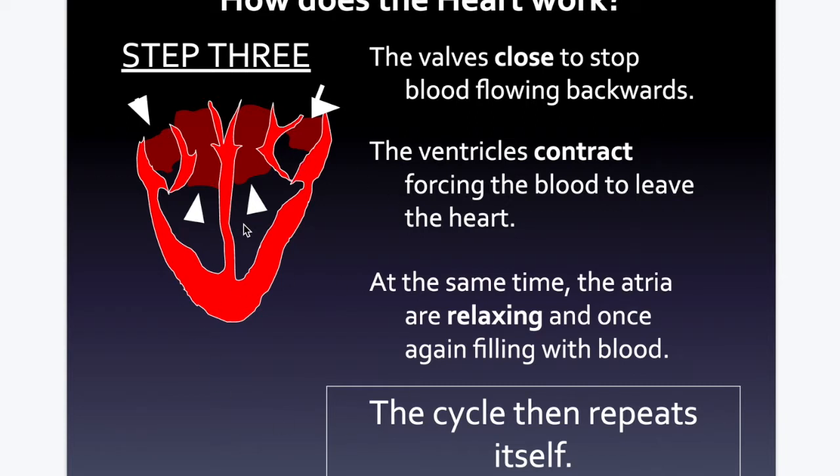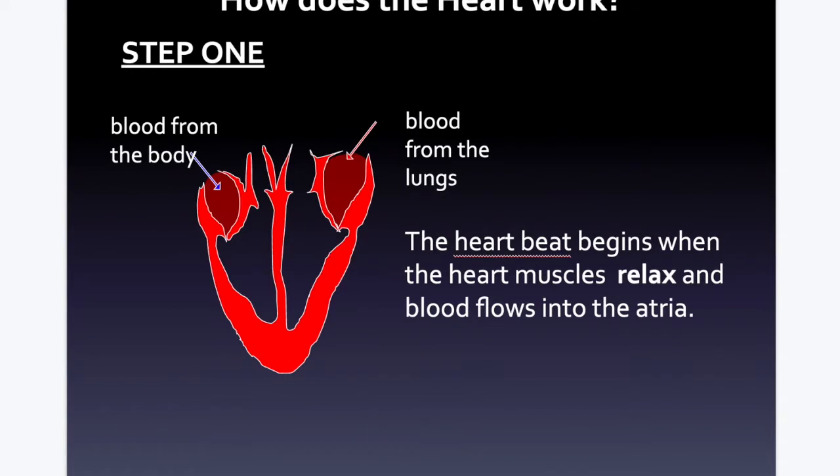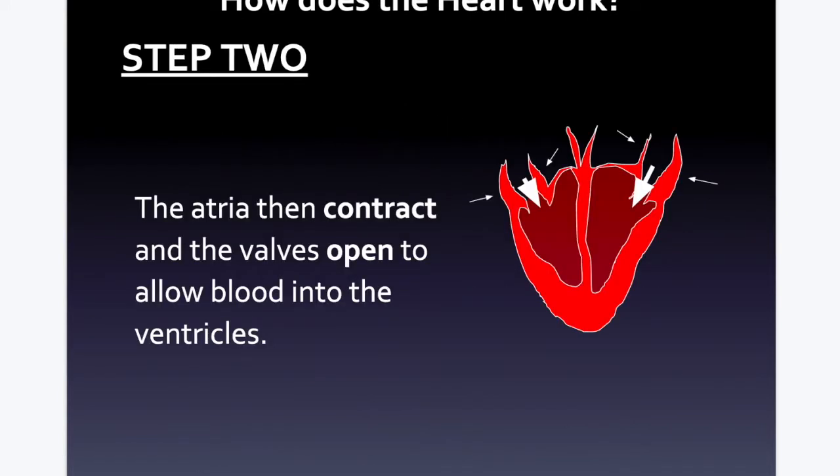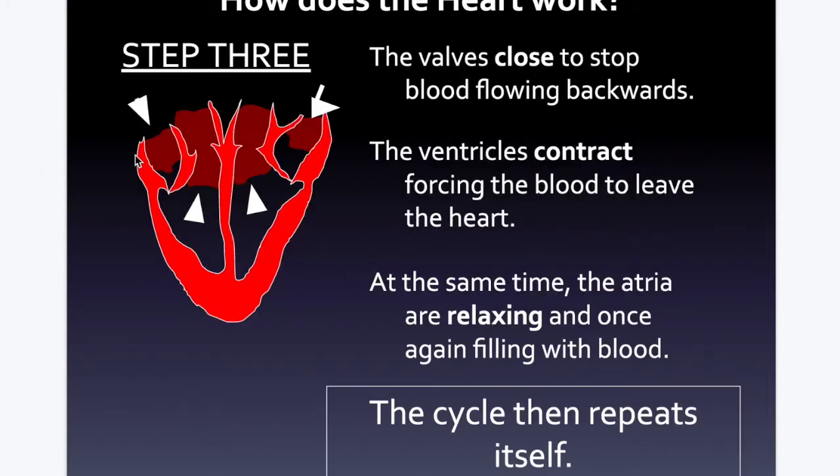Okay, so that cycle just continues over and over again. You'd have blood entering the atria because they're relaxed. Atria contract, that pushes blood through those valves. When the ventricles contract, the AV valves are forced closed and the blood leaves the heart. While the blood's leaving the heart, the atria are refilling. So that just happens over and over again.